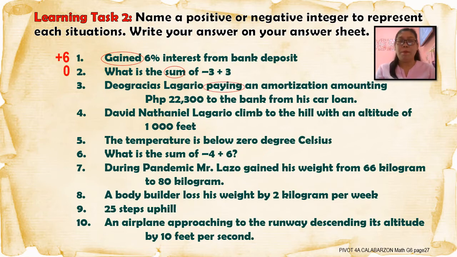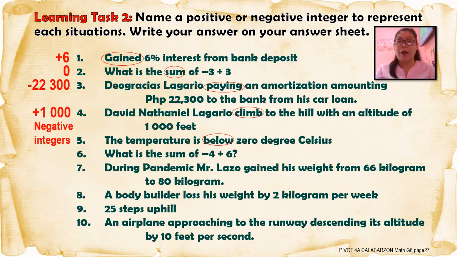Number 3, paying, that's negative 22,300. 4, climb, that's positive 1,000. 5, below, so that's a negative integer. Because it says below 0 degrees Celsius, it could be any negative number.